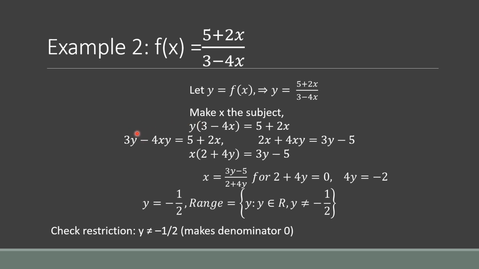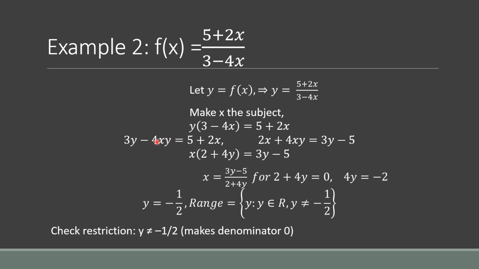So when you open the bracket, it will be y times y, 3 gives us 3y, then minus 4xy equal to 5 plus 2x. Since we are interested in making x the subject, any term containing x, we group them at one side, then we group the rest of the expression at the other side.